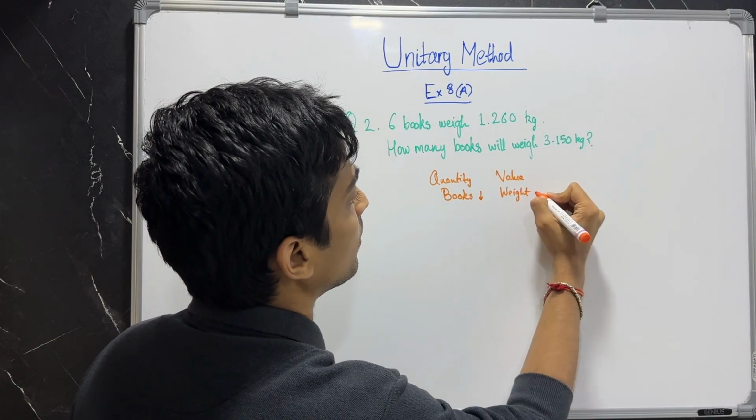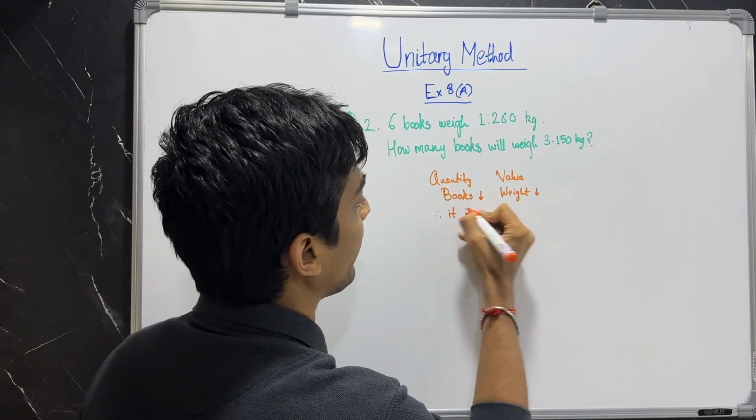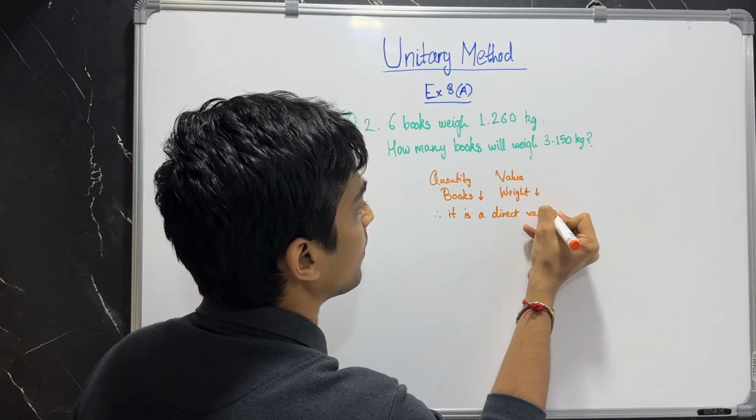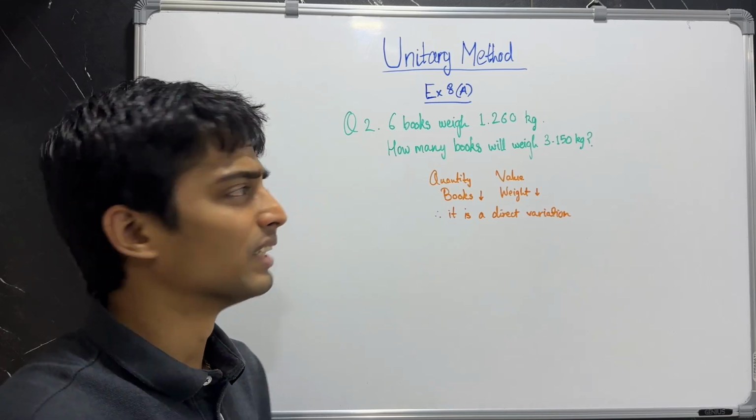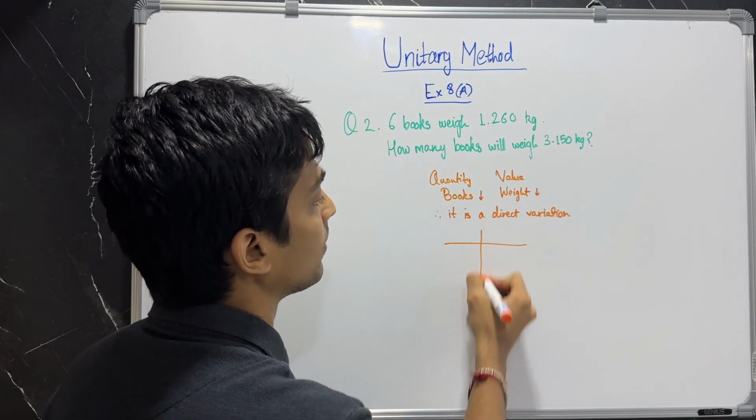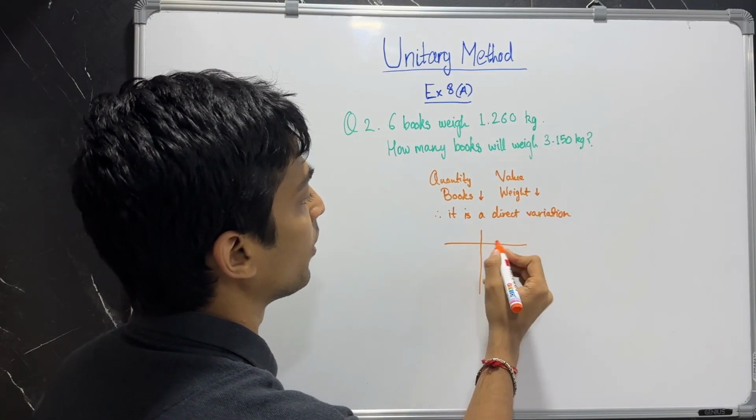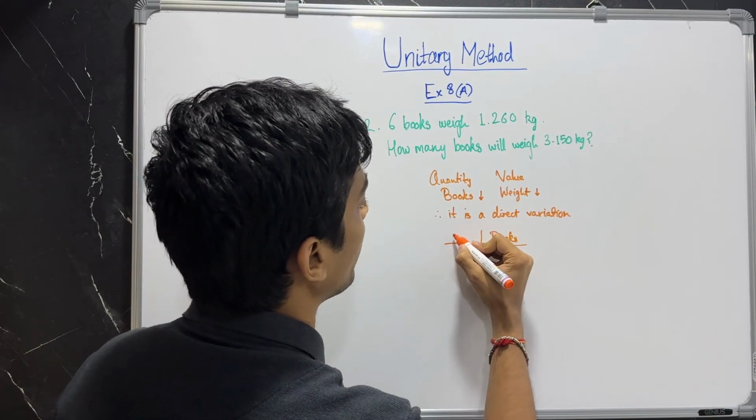So it is a direct variation. Okay, now we have understood this. It's very easy. Let's make a table. We want to find the number of books, so the books will be on the right side. Weight will be on the left side.